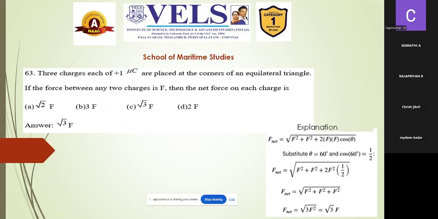Cos 60 degree is equal to 1 by 2. So F net is equal to root of F square plus F square plus F square, which is root of 3F square. We can take F from the root outside. The net force is equal to root 3 F. The option is C, root 3F.